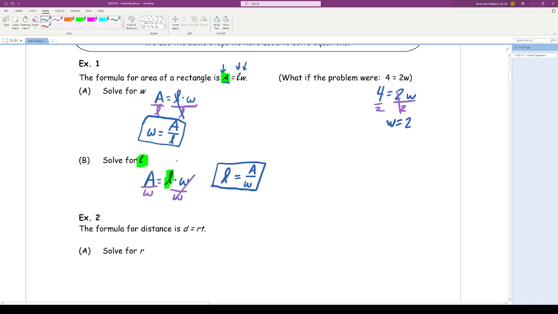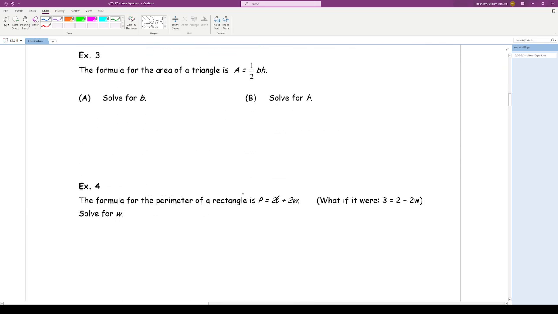Very similar process. Example 2 is just the same, but the formula is distance equals rate times time. But you see it's one variable equals the product of 2 other variables. So I'll let you work that one as practice on your own, and we'll skip down to example 3.